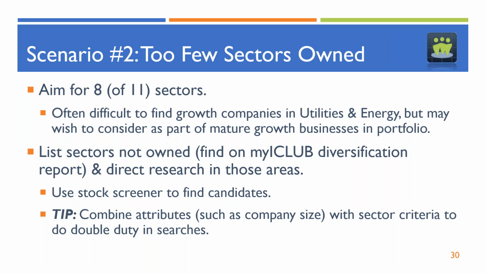And a tip: if you have different attributes that you're trying to fill in your portfolio, such as companies that are smaller or mid-sized, you can combine those to do double duty in searches. There's no point, if you're overloaded on technology stocks, in finding a great small company that's in the technology sector. It might help with your company size diversification, but it's not helping with your overweight in technology. So you can combine those in a thoughtful way.